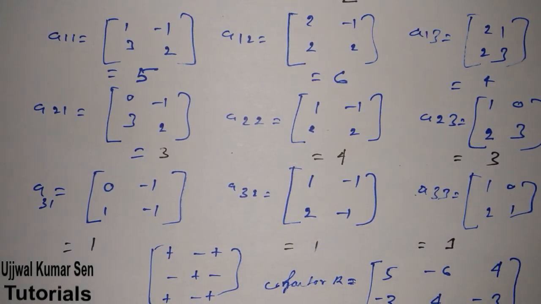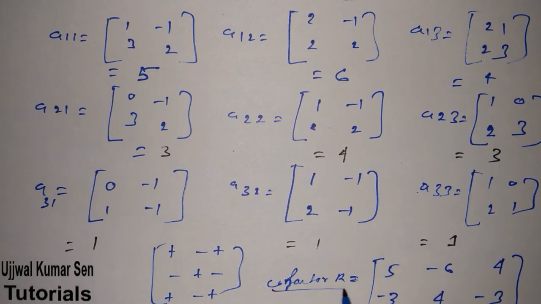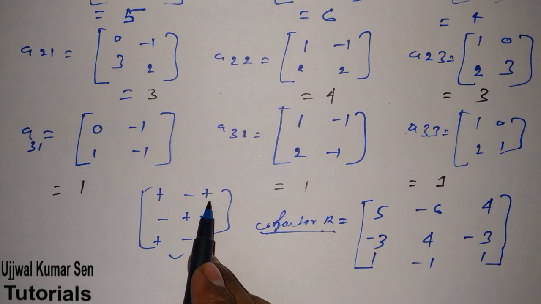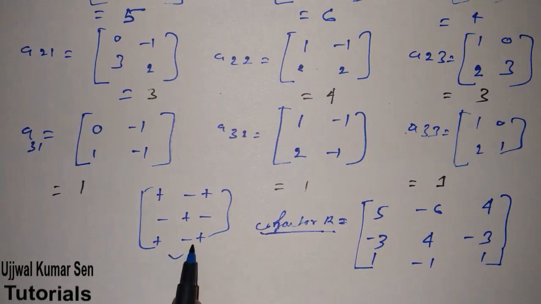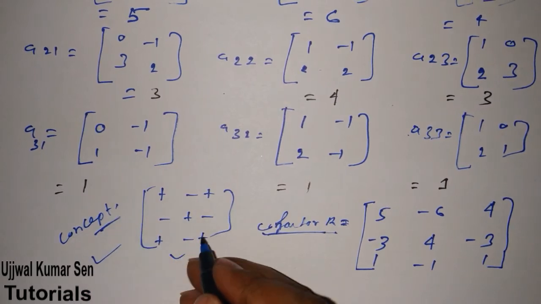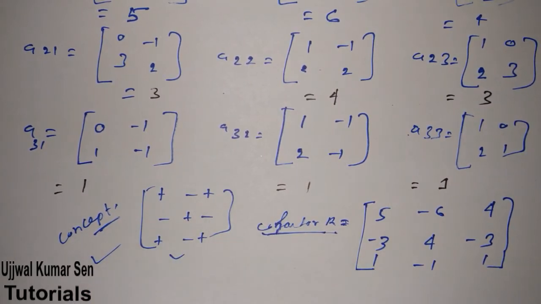Got it? So the pattern we have followed to find the cofactor is plus minus plus, minus plus minus, plus minus plus. So this is a good concept. I mean, don't forget this one. If you forget this one, then what's the use of learning all those things? Well, finding the inverse of a matrix is not that simple. I mean, if you are a beginner. If you are not a beginner, then it's simple. Everything is simple.